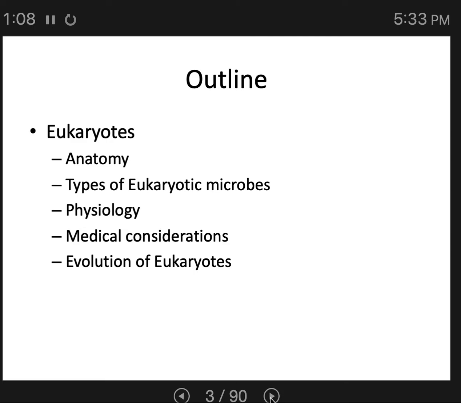So when it comes to the eukaryote section, a lot of the anatomy you can just get out of your textbook. I will provide it in the lecture videos, but you can decide whether you prefer to get the anatomy from the lecture videos or whether you prefer to get it from the textbook. It's just going to be a list of all the organelles and their functions. But then we'll also talk about the different types of eukaryotes there are. We'll talk about medical considerations with eukaryotic infections, or infections with eukaryotic pathogens, and we'll talk about the evolution of eukaryotes.